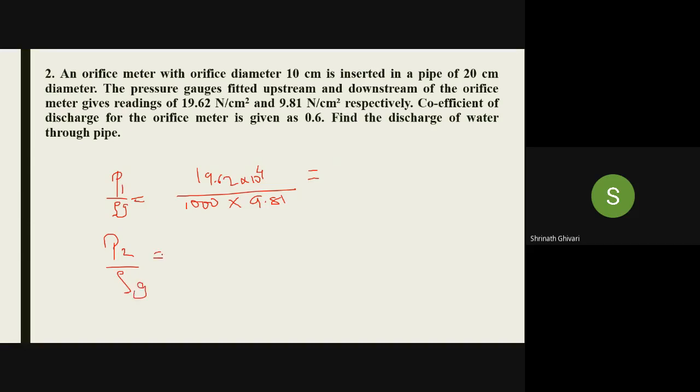If you have kept it as centimeter itself, you can keep everything in terms of centimeter only. Okay, you don't have to multiply it with 10 raised to 4. But if you don't multiply, what will happen? This rho is in terms of meter and this G is also in terms of meter. So better, what you do, you convert it in terms of meter first, and you get the answer in terms of meter. Then we'll see what to do. 19.62 into 10 raised to 4 divided by 1000 into 9.81.